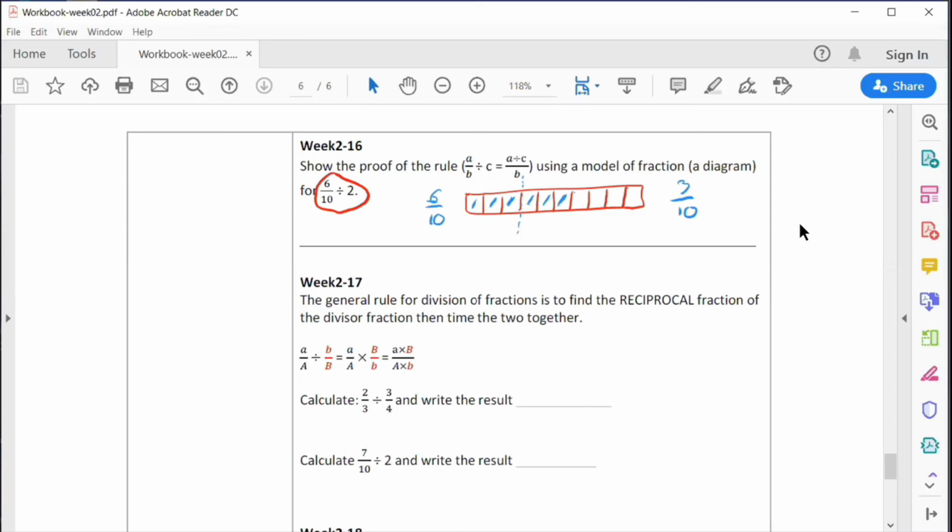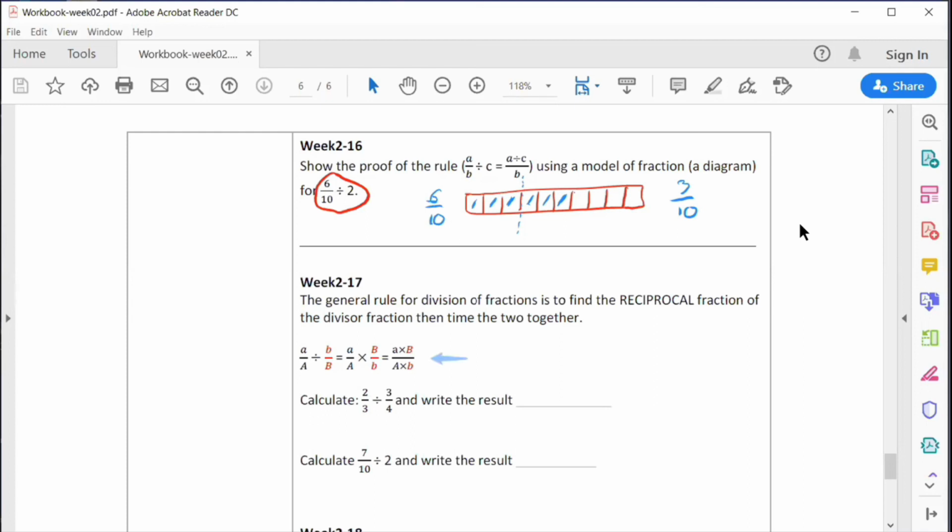Now, question 17. The general rule for division of fractions is to find the reciprocal fraction of the divisor fraction, then times the 2 together. So that's the rule.